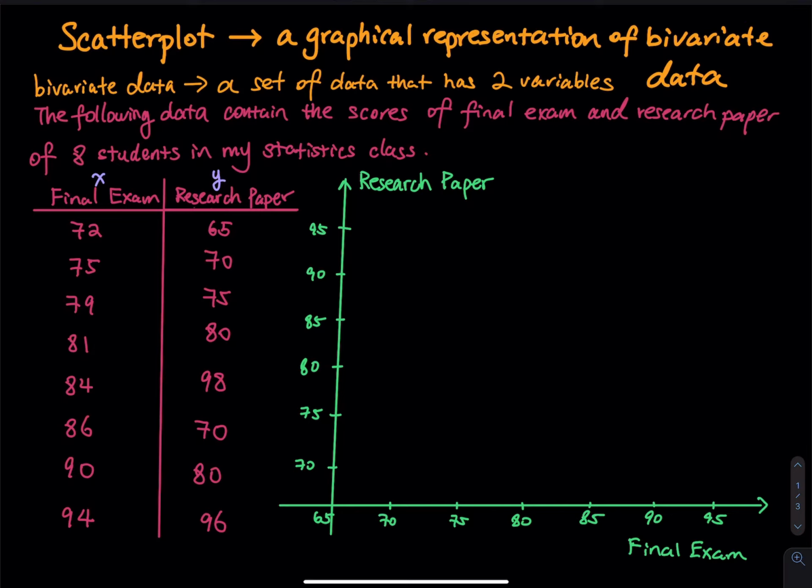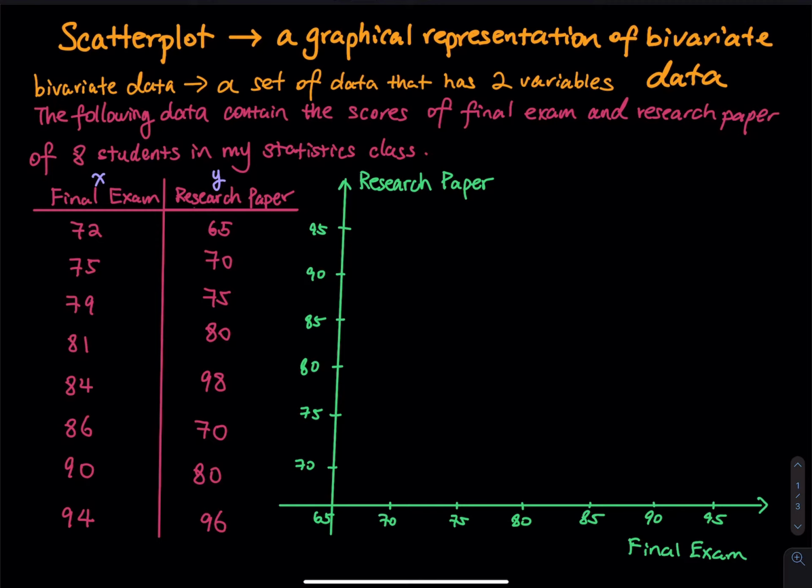So what about bivariate data? Bivariate data is a set of data that has two variables. Go back to the attendance sheet that I just mentioned. I mentioned student ID, your name, and your attendance, right? So I already mentioned three variables. The first one is your ID, the second one is your name, and the third one is your attendance. But for bivariate data, we only consider two variables.